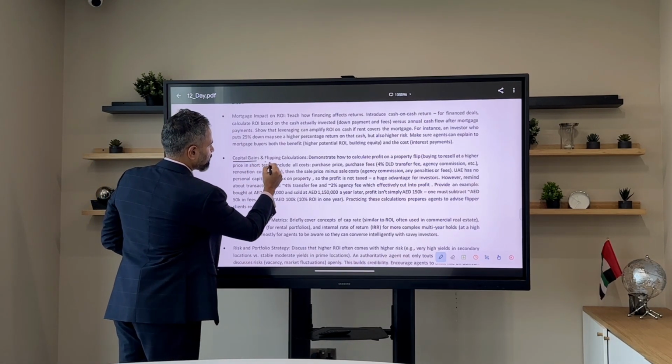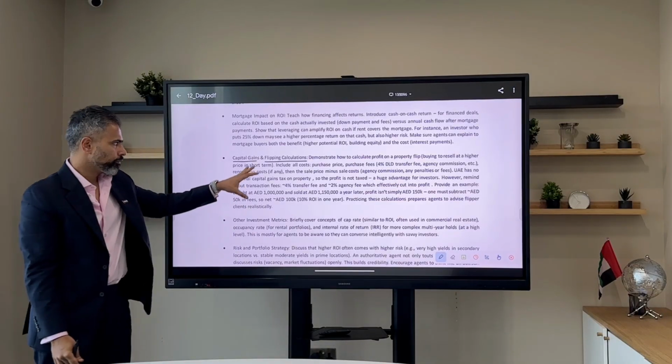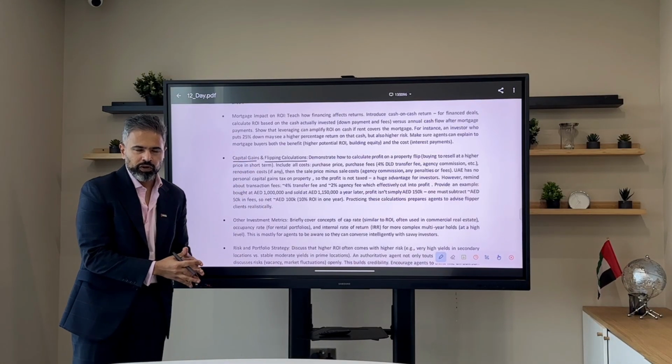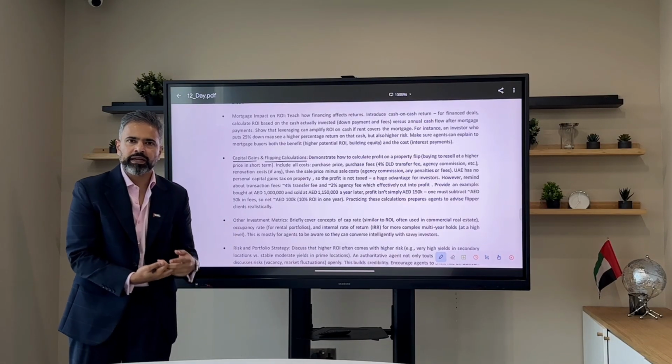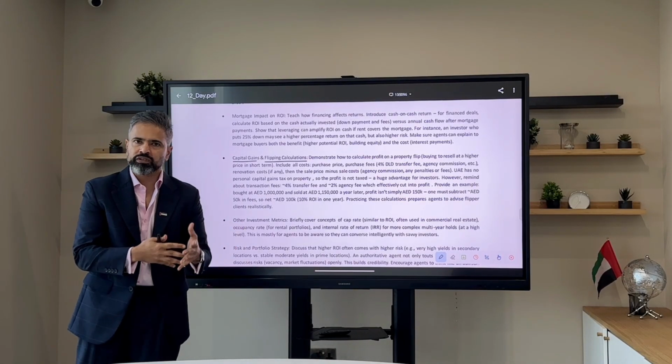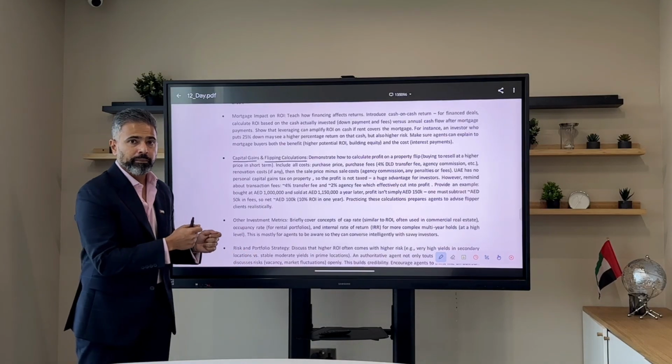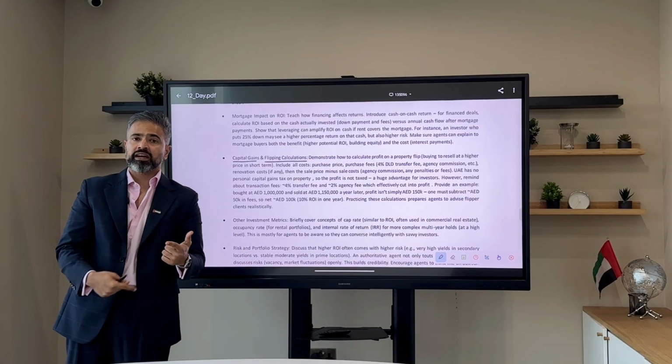Now let's look at capital gains and flipping calculations. Flipping is something that's quite common in this part of the world, right? You must have heard about it. A lot of buyers buy off-plan property, paying 10, 15, 20 or 30 or 40 percent, whatever the developer's requirement is, as a minimum payment in order to be able to resell it at a certain profit.